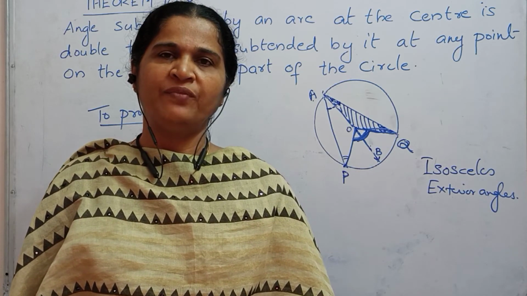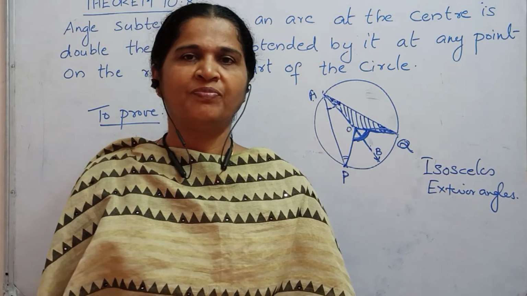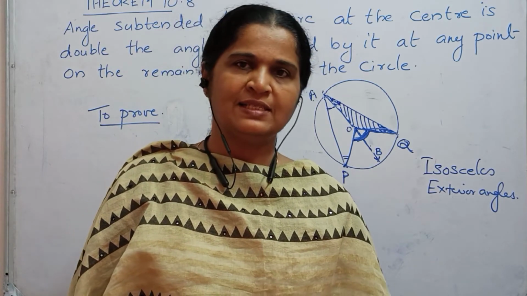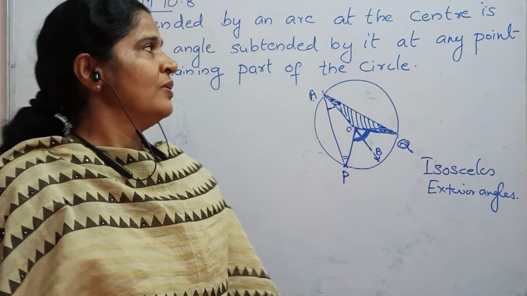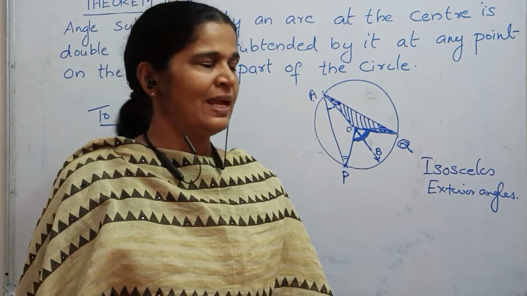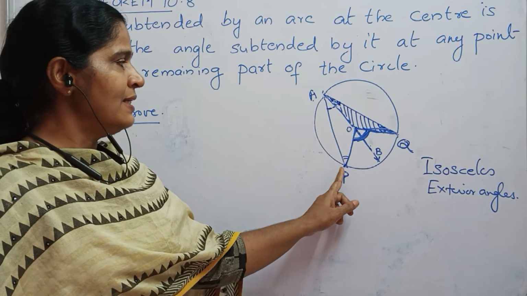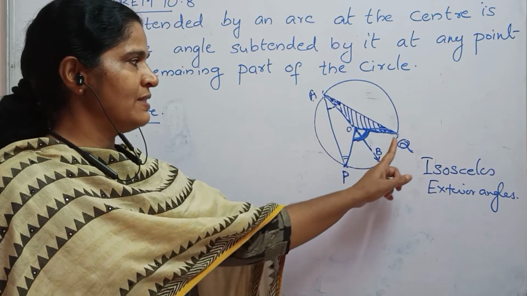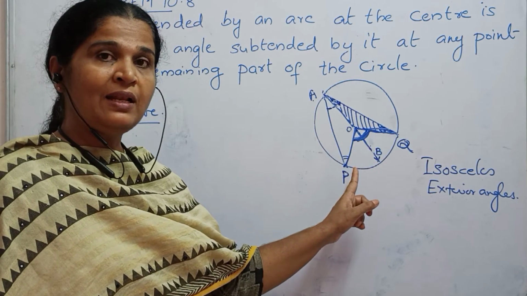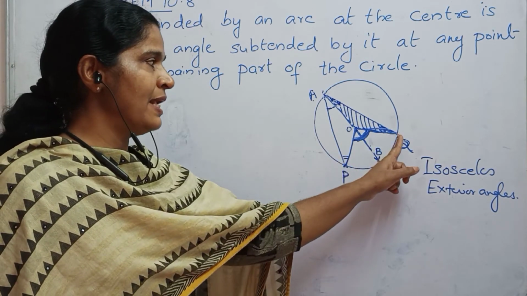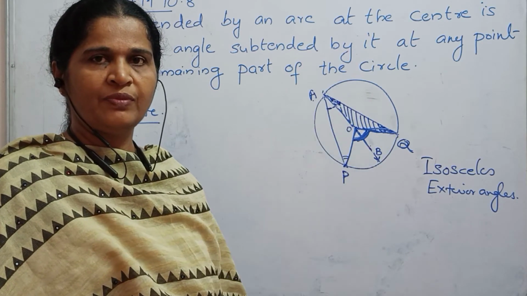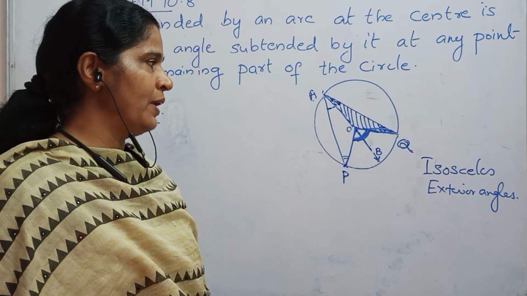Today we will be continuing with the next theorem, theorem number 10.8 of this chapter, circles. What is the statement of that theorem? It states that an angle subtended by an arc of a circle at the center is always double the angle subtended by the same arc on the remaining part of the circle. So how can we prove it?